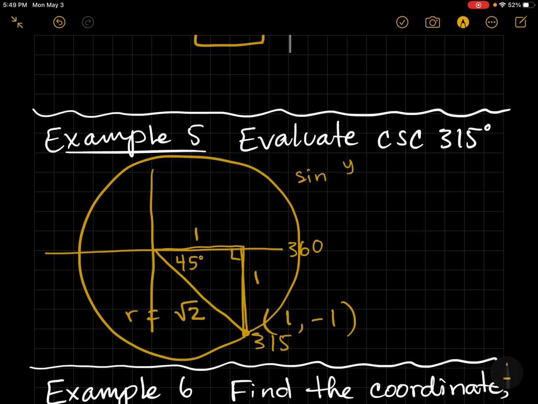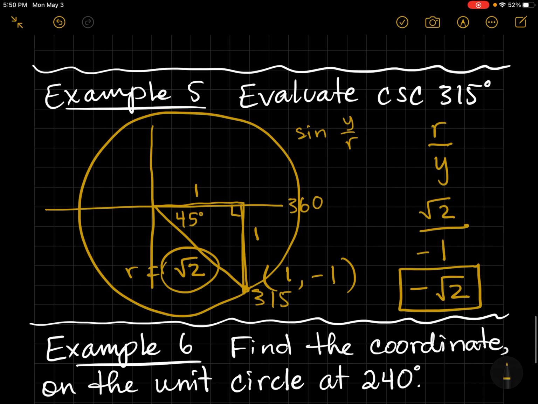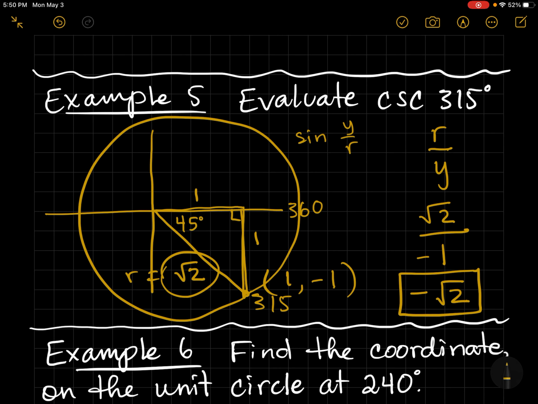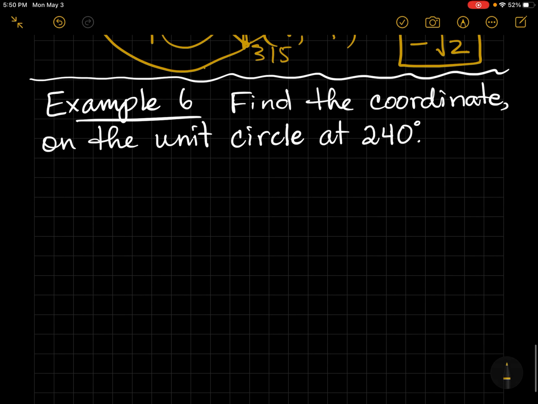I just need to remember this is the reciprocal of sine. Sine is y over r, so this is r over y. The radius is radical 2, and y is negative 1. Final answer, negative radical 2. We're going to later find out that everything is positive in the first quadrant, but as we go into the second, third, and fourth quadrant, some of the trig functions are negative.